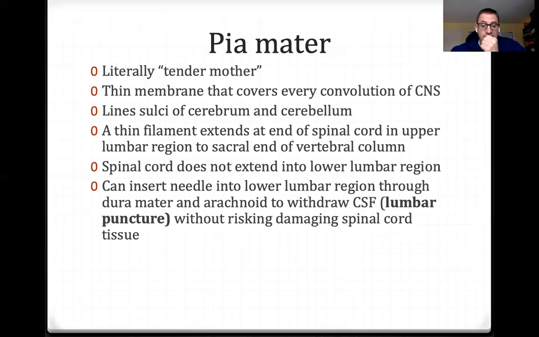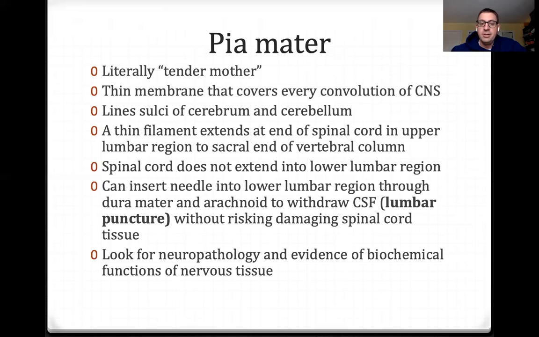So why is that important? Doctors, if they need to, can insert a needle into the lower lumbar region through the dura mater and through the arachnoid layer to withdraw cerebrospinal fluid, and that's called a lumbar puncture, without risking damaging your spinal tissue, because the spinal cord ends up towards the top of your lumbar region. So if you put a needle into the bottom part of your lumbar region, then the doctor can withdraw cerebrospinal fluid without doing any damage to your spinal cord.